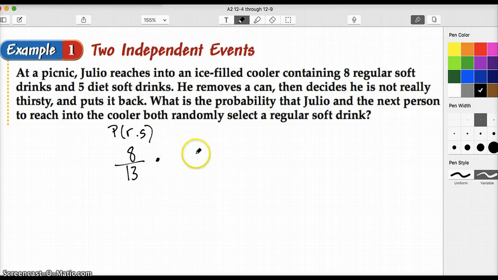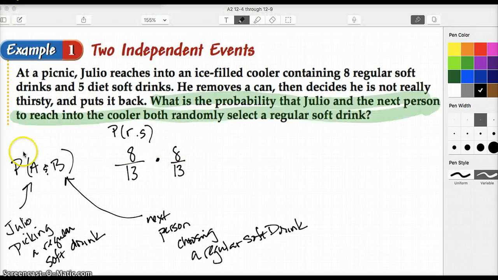So what we realize is the choice of the next person who comes in is not different than Julio's choice. That person has a choice out of 13, 8 of which are regular. So the probability of this circumstance, let's call it A and B, where Julio picks a regular soft drink and the next person picks a regular soft drink, would be the product of 8 over 13 times 8 over 13, which is going to be 64 out of 169.